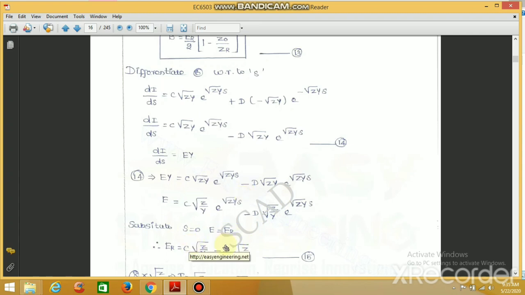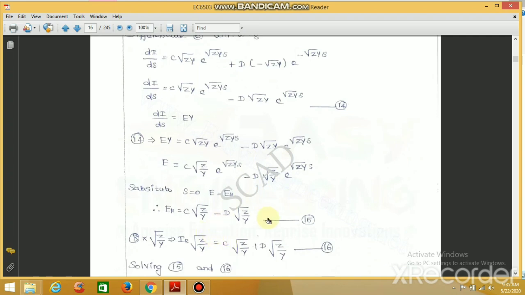substitute S is equal to 0 and E is equal to ER. You will be getting ER is equal to C into root Z by Y minus D into root Z by Y. And similarly, you can calculate IR into root Z by Y is equal to C into root Z by Y plus D into root Z by Y, and consider this as equation 16. So equations 15 and 16 can be solved together, and we can calculate the values for C and D. The procedure is same as for differentiating equation 5, and you obtain the answer as equations 15 and 16.